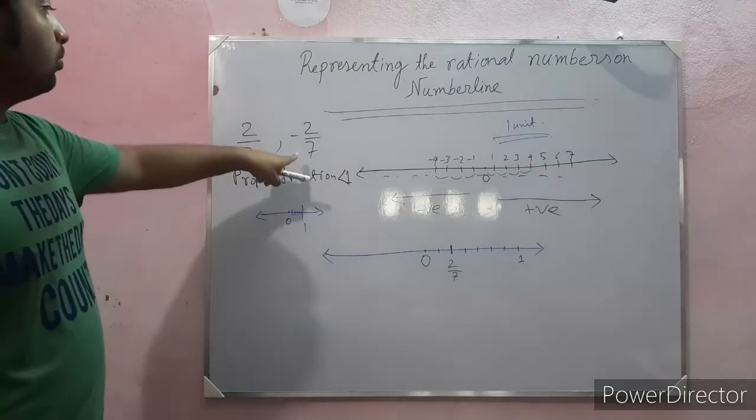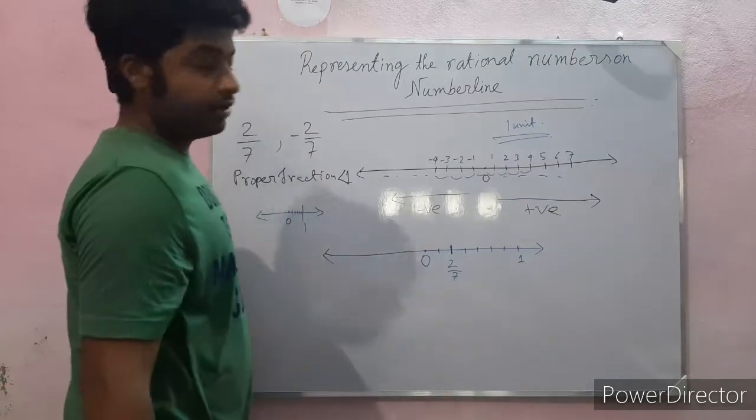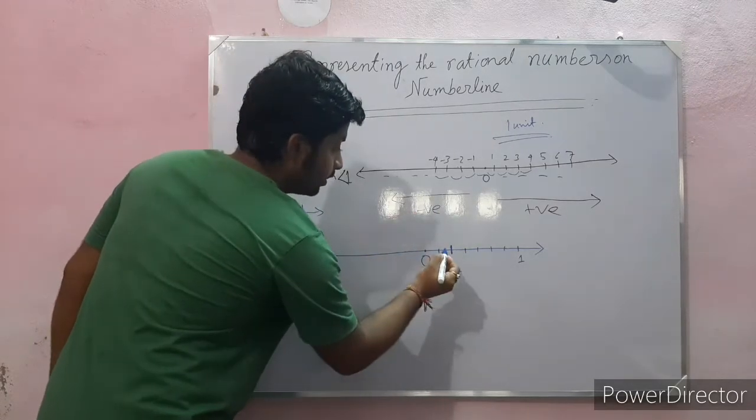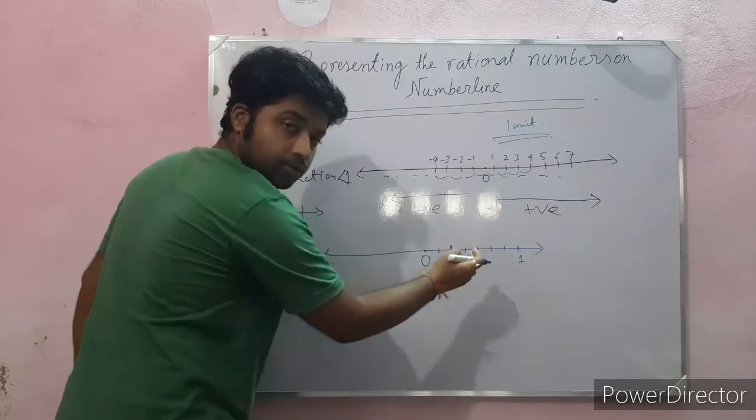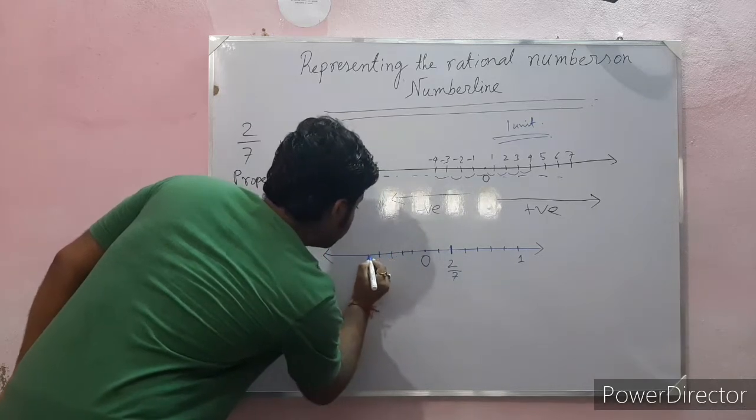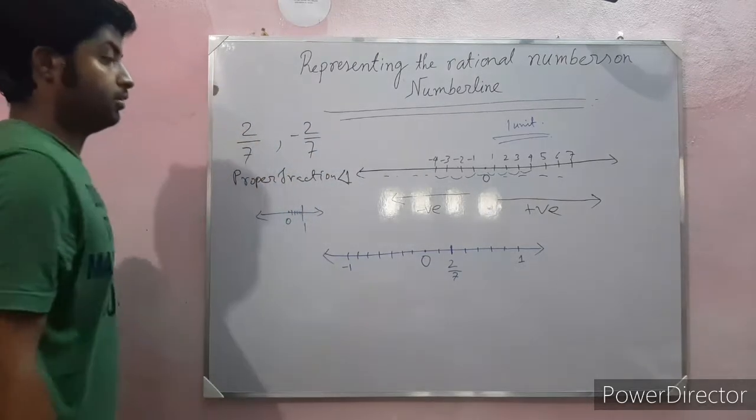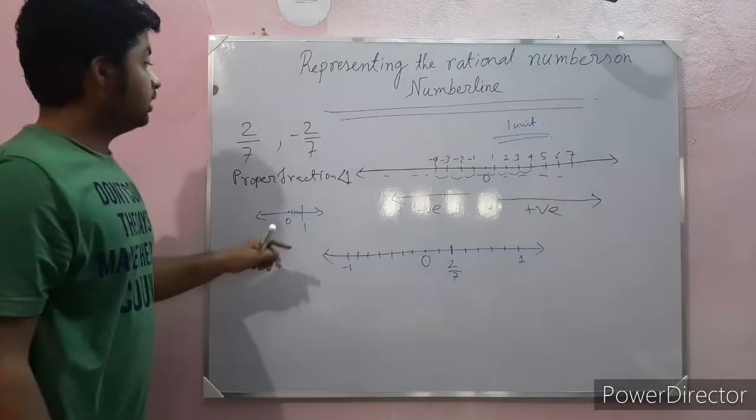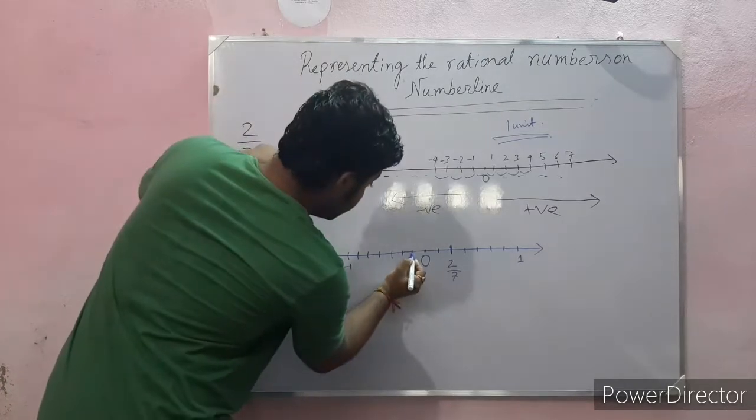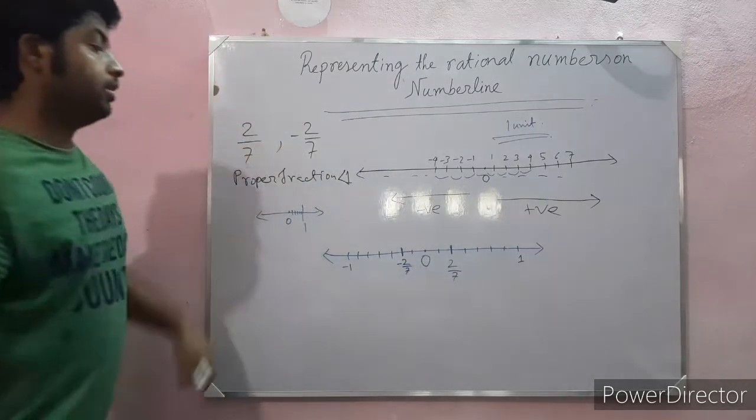Now I am going to put minus 2 by 7 on the number line. Similarly, at the negative side of the number line, at the left side of the 0, we have to mark 7 equal divisions like the right side. 1, 2, 3, 4, 5, 6, 7. This will be minus 1. Now, similarly, here also 2 parts out of 7 parts, right? So mark 1, 2. So this is the required point, minus 2 by 7 on the number line.